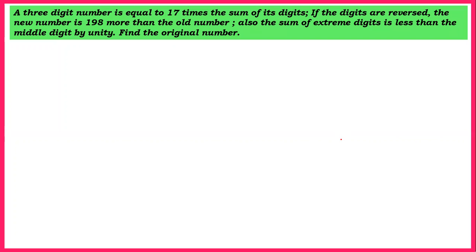A 3-digit number is equal to 17 times the sum of the digits. If the digits are reversed, the new number is 198 more than the old number. Also, the sum of the extreme digits is less than the middle digit by unity. Find the original number. A very important sum.